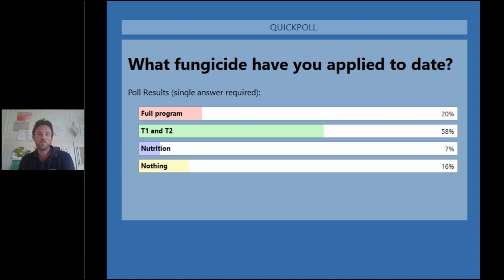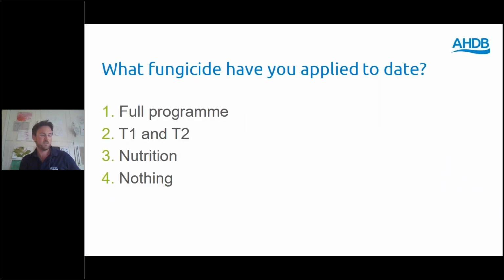There we go. So that was not exactly what I was expecting. I thought there'd be a lot more people on a full programme. Certainly in Scotland here, we're probably on a full programme up until this point. It's pretty hard to back off that with only T2s and T3s left to go. So we'll move to the next question here as well, Christian. Oh, Fiona needs to go forward one.